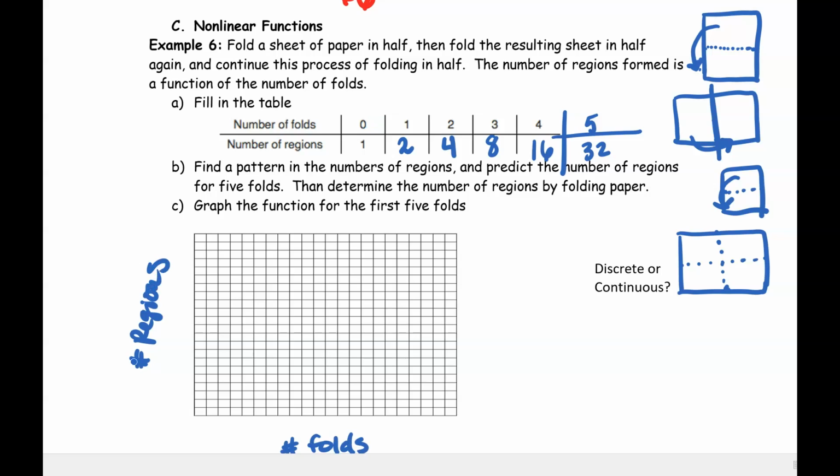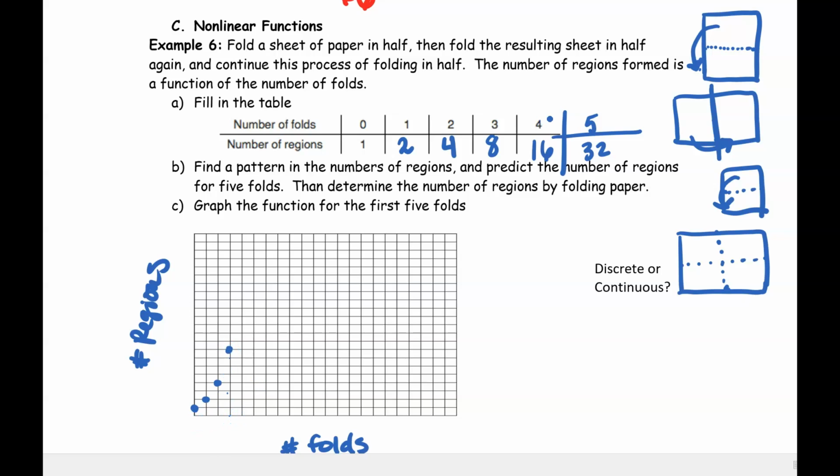So if I have 0 folds, I've got 1 region. 1 fold, I have 2 regions. 2 folds, I have 4 regions. Whoops, it looks like that escaped. 1, 2, there we go. Okay, and now I'm going to go 3, and I had 8 regions. 1, 2, 3, 4, 5, 6, 7, 8.